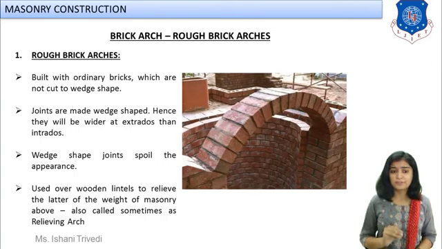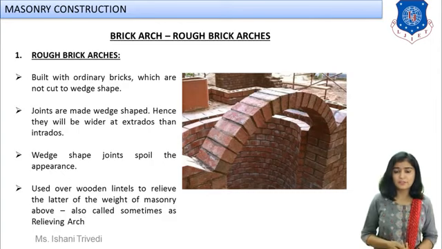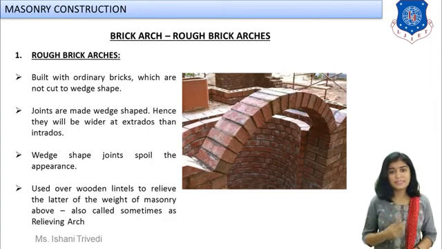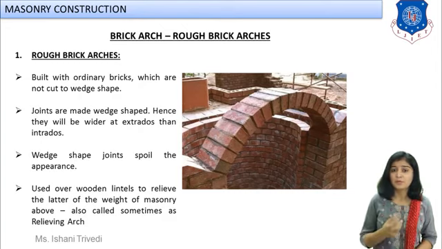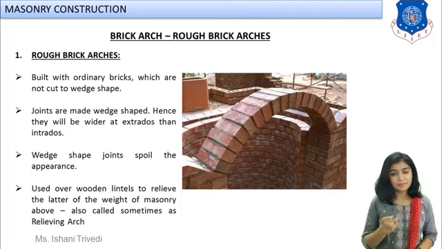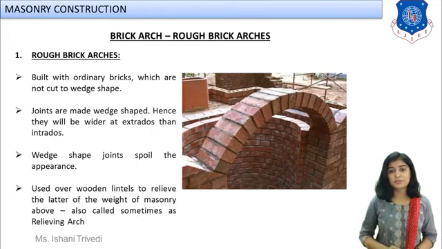So rough brick arches are constructed using ordinary bricks, and the joints are made wedge shaped over here. What happens is you are not cutting the bricks, you are not taking extra efforts, or spending budget on cutting the bricks into wedge shape. Rather, you are making the joints wider and then making those joints into wedge shape, right? So the thickness will vary from top to bottom.